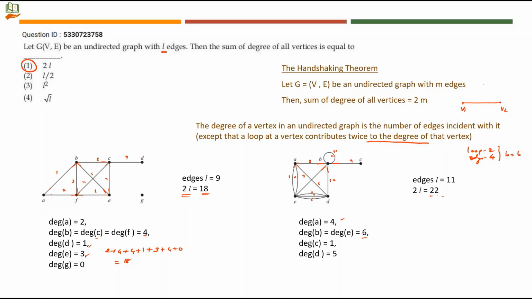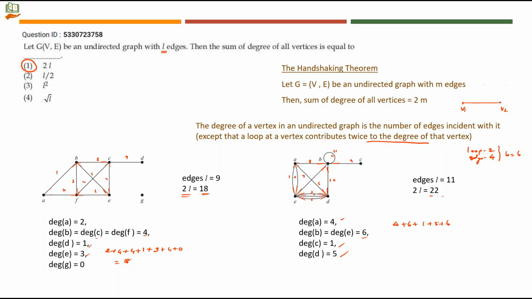What about C? 1. What about D? 1, 2, 3, 4, 5. What about E? 1, 2, 3, 4, 5, 6. So E also has 6. Just count A plus B plus C plus D plus E.